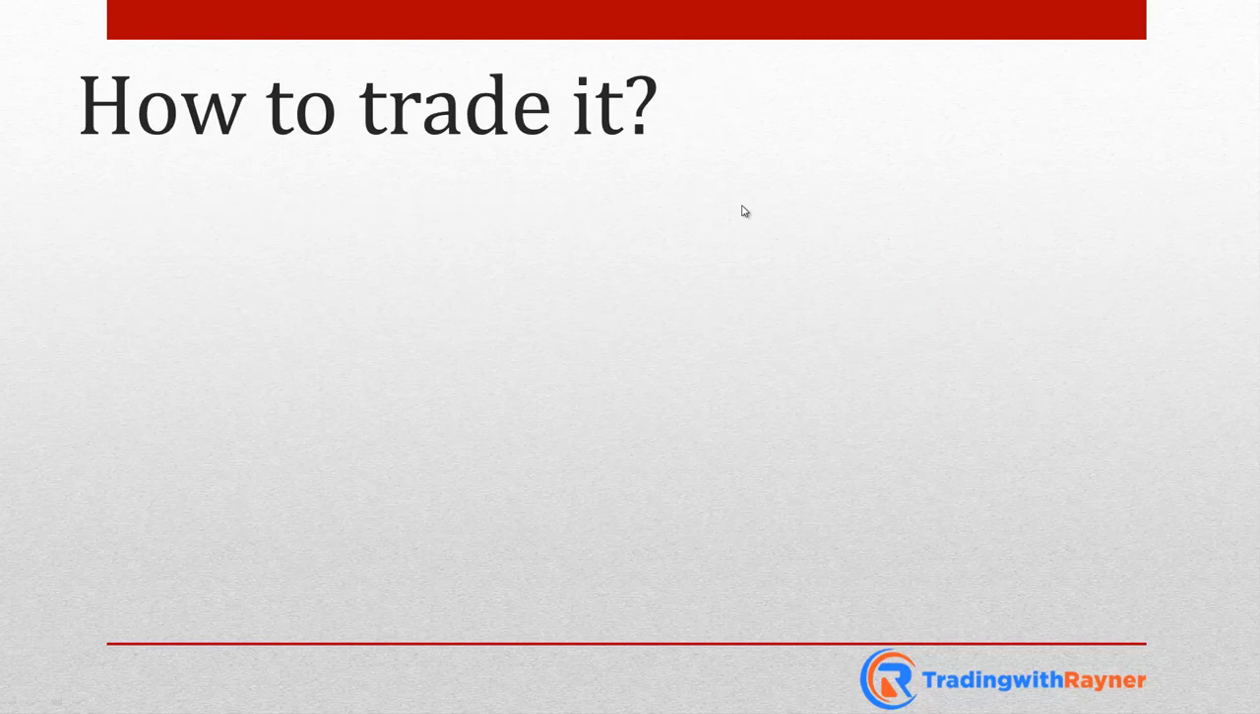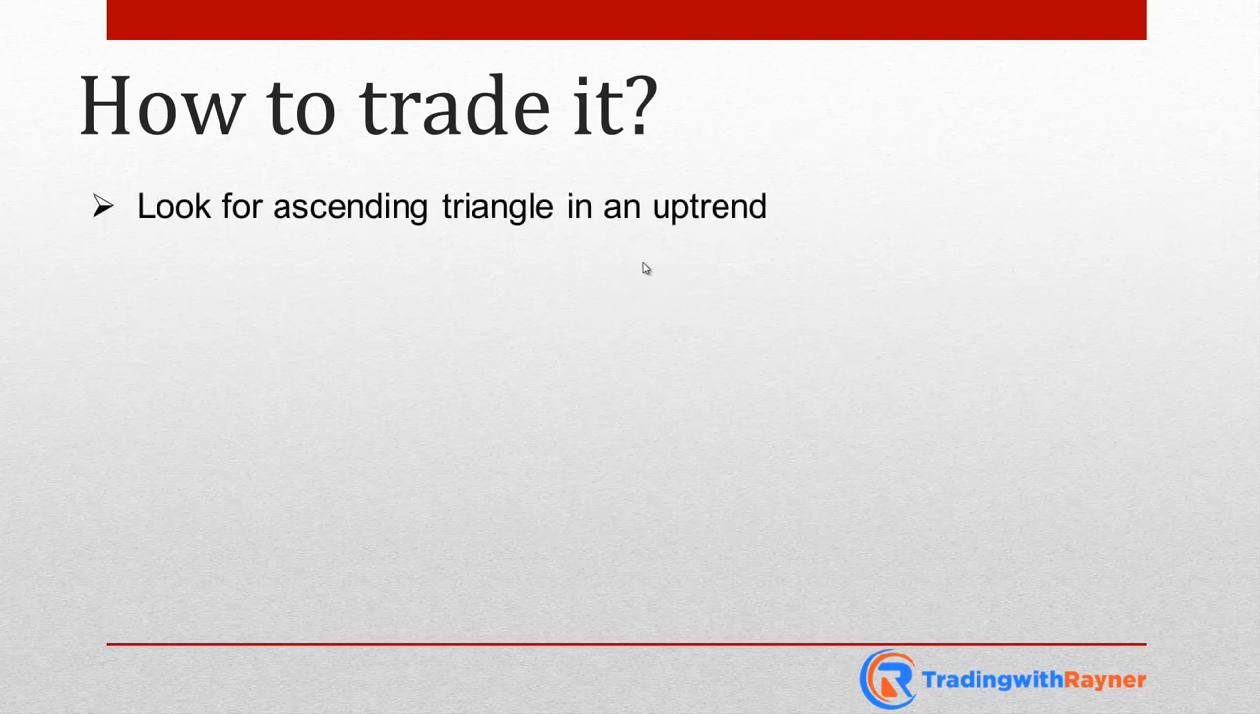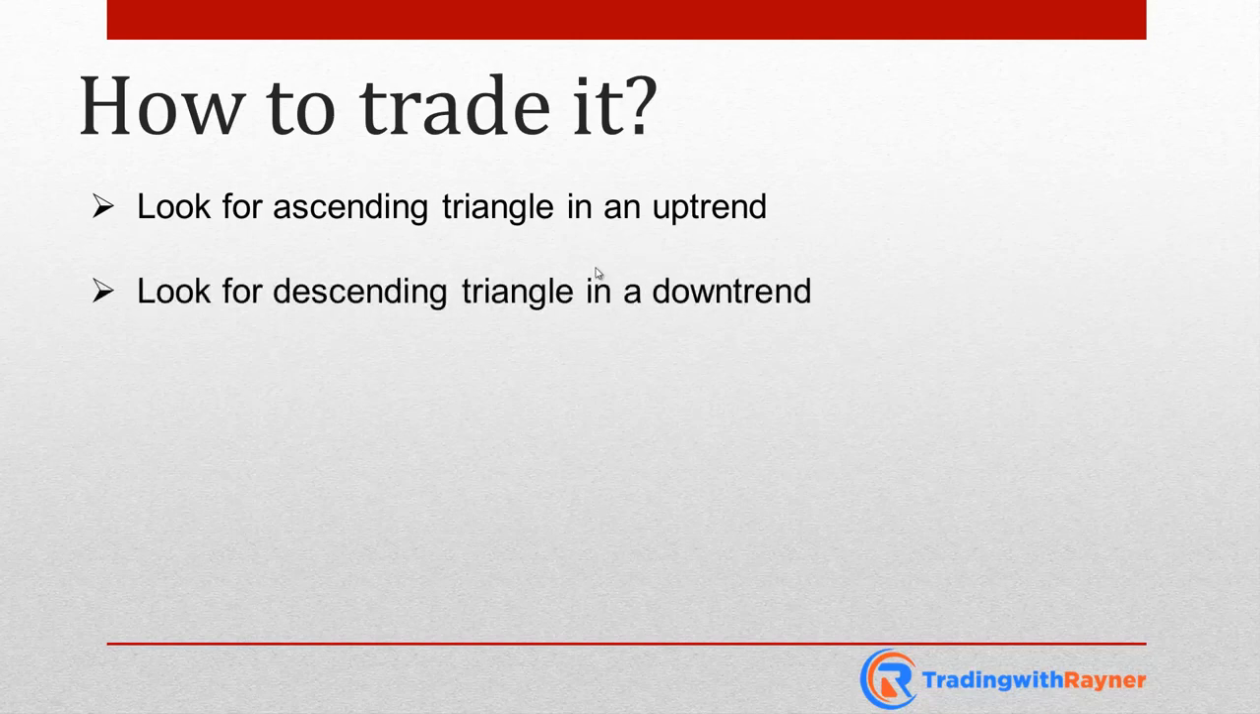So now, how do you trade ascending and descending triangles? That's the question. For me, a very simple general rule is this. You look for an ascending triangle in an uptrend, and you look for a descending triangle in a downtrend. So basically, you long an ascending triangle in an uptrend, and you short a descending triangle in a downtrend.